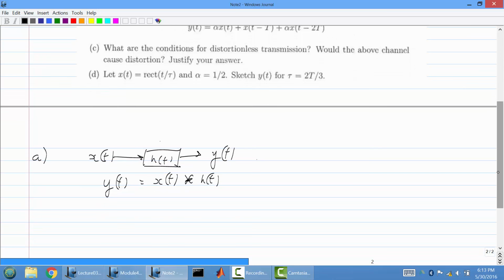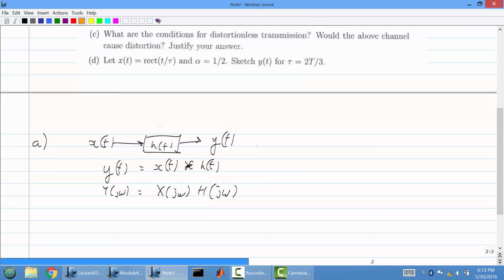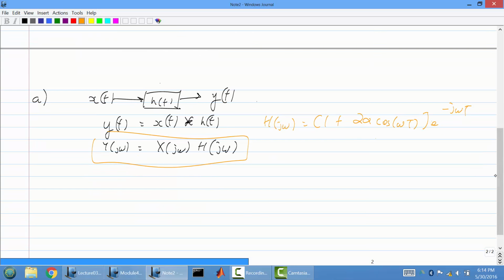Equivalently, if we went to frequency domain, it's just multiplying the two things together. So that's what we're looking for. We want this in terms of frequency domain, so let me recall the expression for the output spectrum. Okay, so H is from the question here. This is equal to, what was it? It was 1 plus 2 alpha cos omega t, and then e to the minus j omega t.